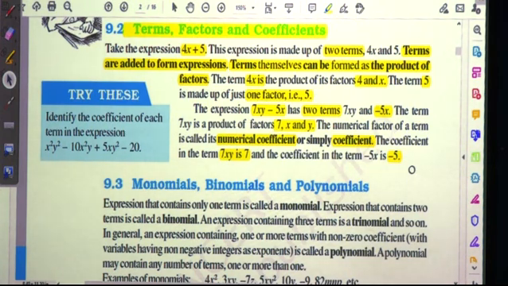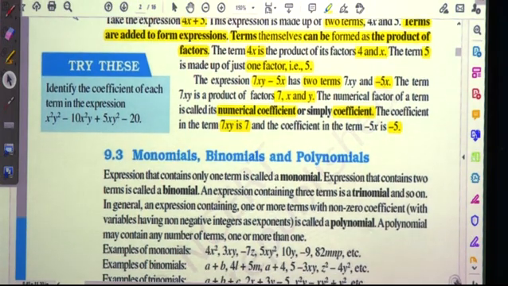Now, what are the things that are clear? What is an expression made up of? It is made up of terms that are added. How are terms formed? Terms themselves can be formed as the product of factors, and coefficient or numerical coefficient means the number present in a term.